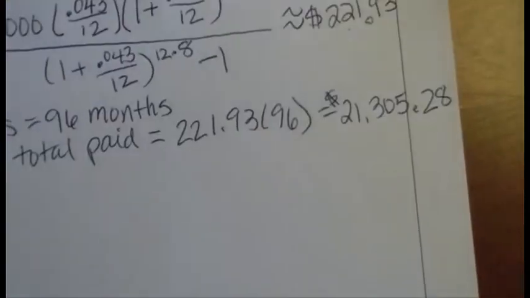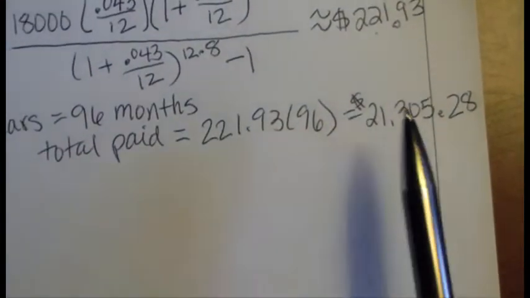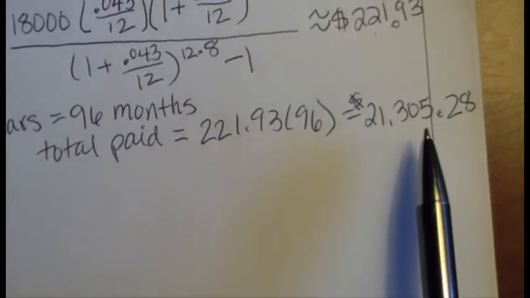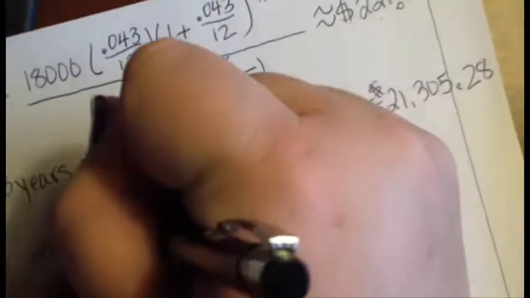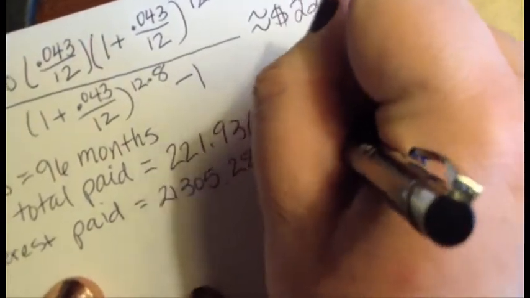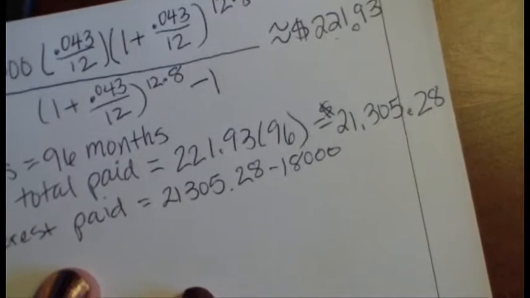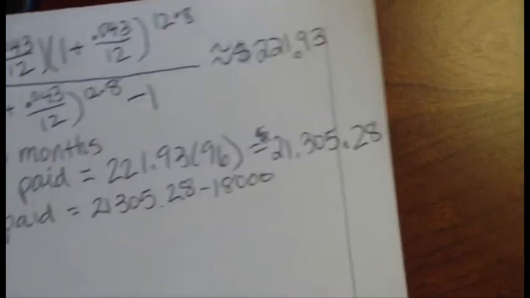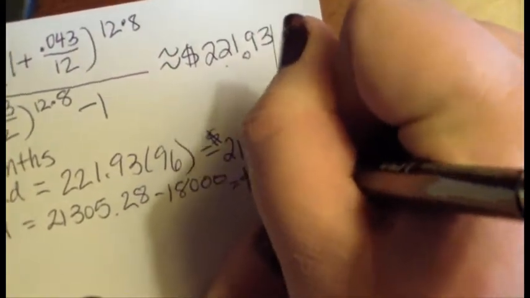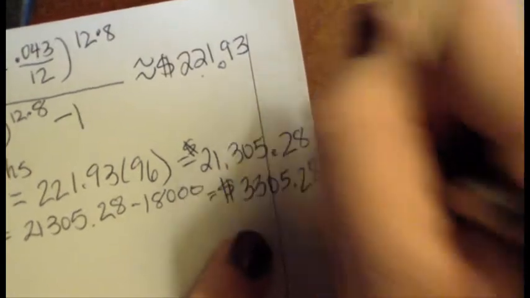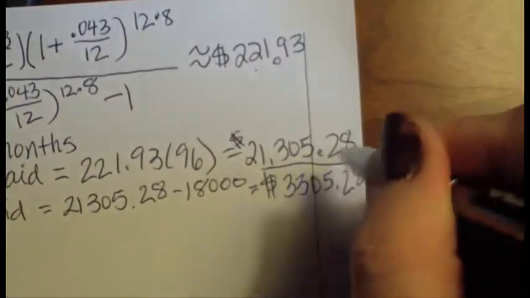All right, so the amount of interest that she pays is going to be whatever this amount is minus the original principal, which was $18,000. So interest paid is going to be $21,305.28 minus 18,000. And we get $3,305.28. And that's your total, your final answer.